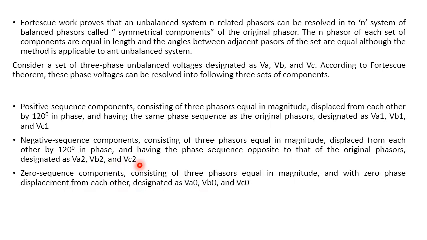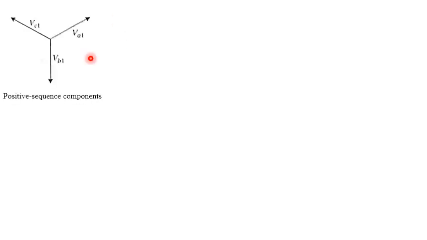Similarly, the zero sequence components consist of three phases equal in magnitude and with zero phase displacement from each other. It means there is no deflection from one phase to another. These are designated as VA0, VB0 and VC0. Let's understand what the positive, negative and zero sequence components are.